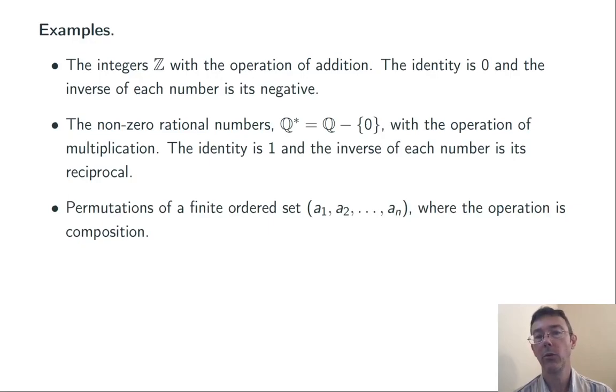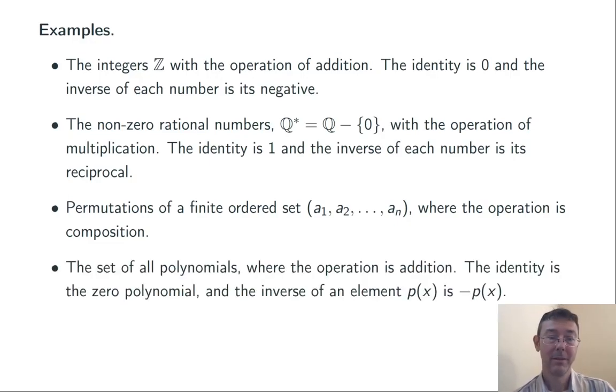Permutations of a finite ordered set. Let's call that ordered set A1 up to AN, where the operation is composition. So if we compose two permutations of this set, we get another permutation back. Do the first permutation, then do the second. Every permutation is going to have an inverse. Just undo the permutation. There is an identity permutation that's going to map A1 to A1, A2 to A2, and so on.